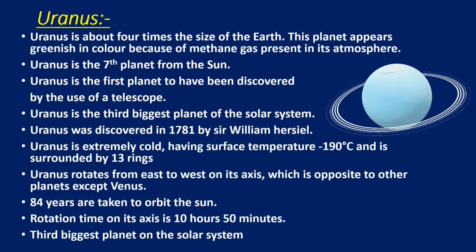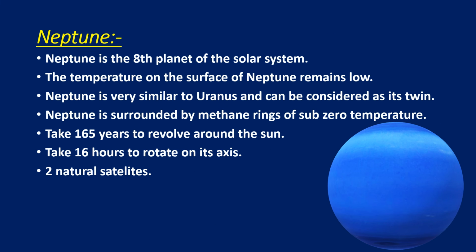Neptune. Third biggest planet in the solar system. Neptune is the eighth planet of the solar system. The temperature on the surface of Neptune remains low. Neptune is very similar to Uranus and can be considered its twin. Neptune is surrounded by methane rings of sub-zero temperatures.